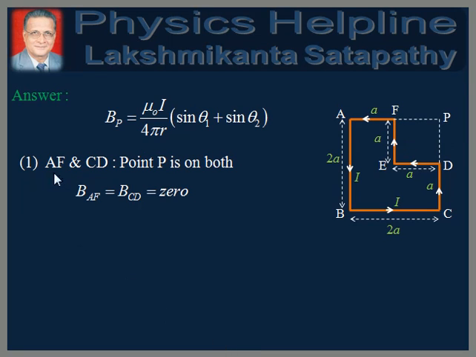First, let us consider the portions of the straight wires AF and CD. This is your AF and CD. What is special about these two wires? See, point P lies on AF extended and also on CD extended. Therefore, the magnetic field produced at P due to the currents in CD and FA is both equal to 0. Therefore, we write B_AF is equal to B_CD, which is equal to 0.